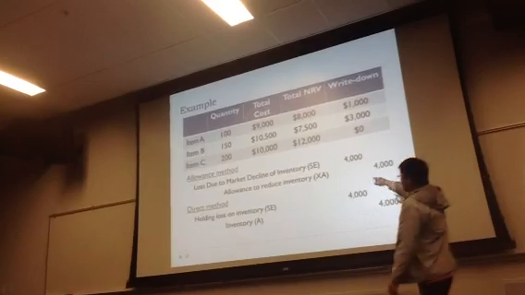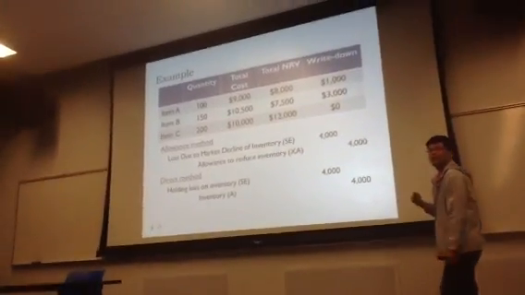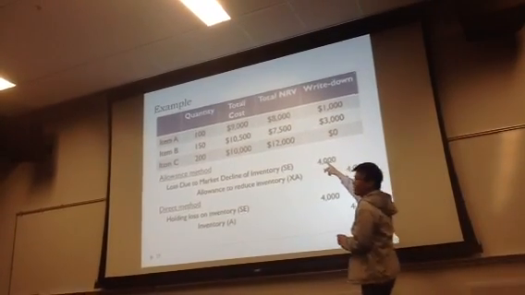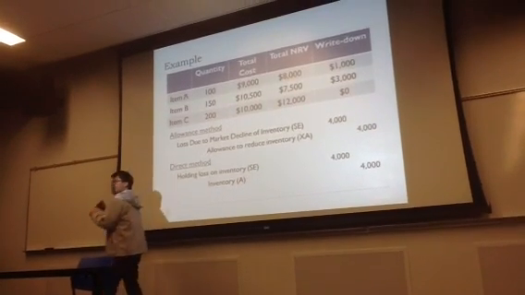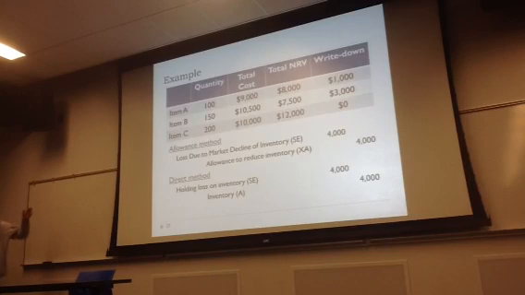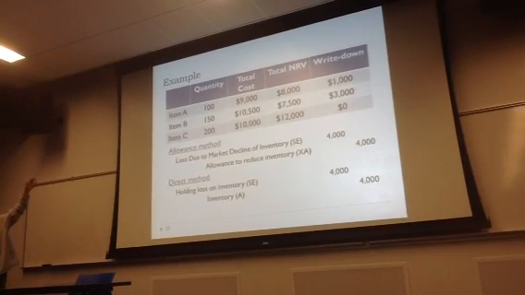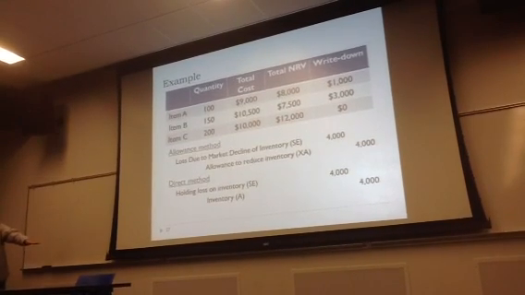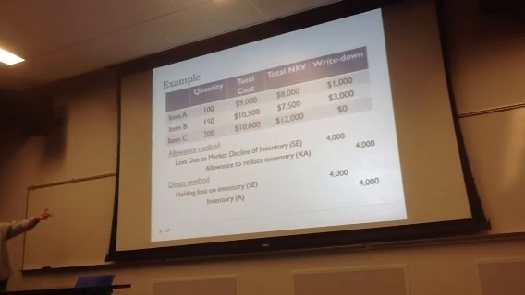Similarly for item B, total cost is $10,500, and your market value, measured by the NRV, is $7,500. The lower of the two is the NRV, $7,500. So you write down the value of the inventory from the cost of $10,500 down to the NRV, the market value, of $7,500. The write down, which is the decrease in the value of the inventory, is $3,000.